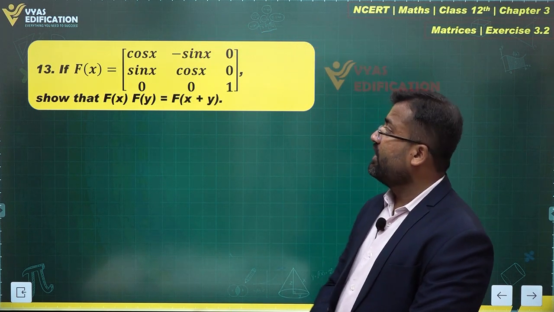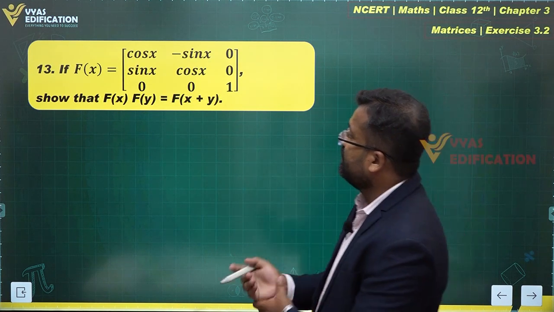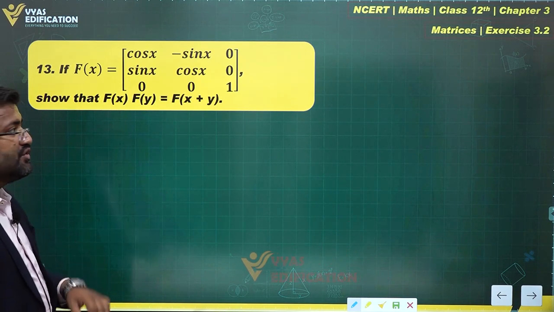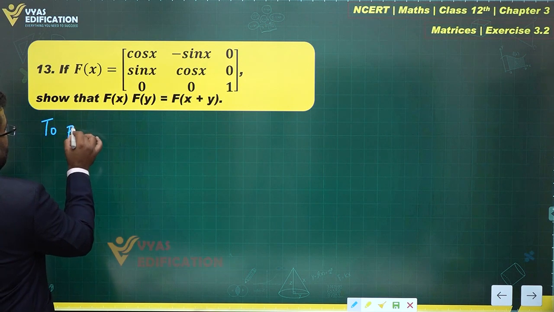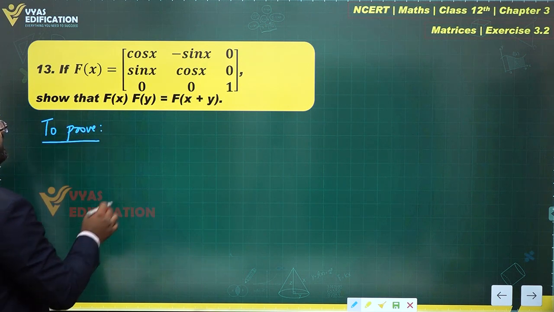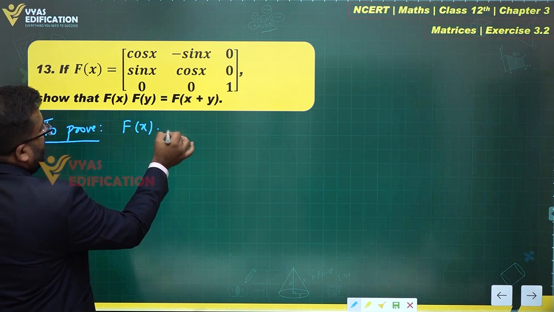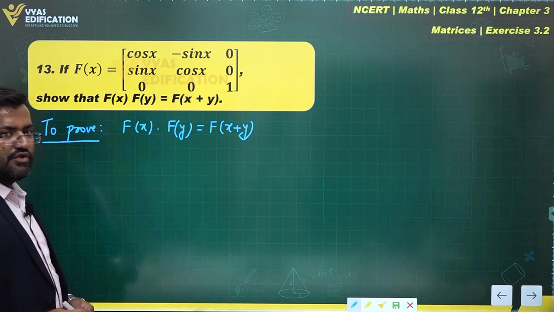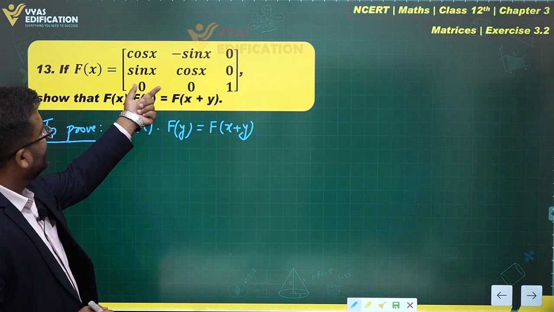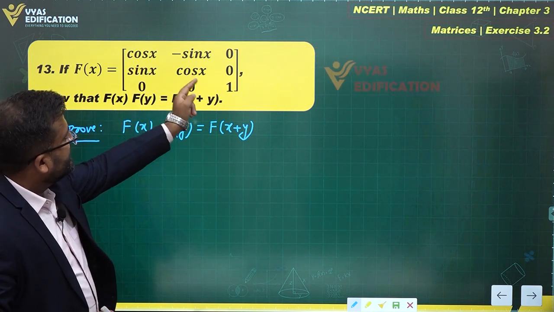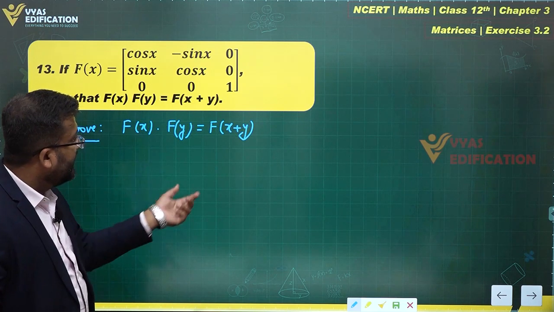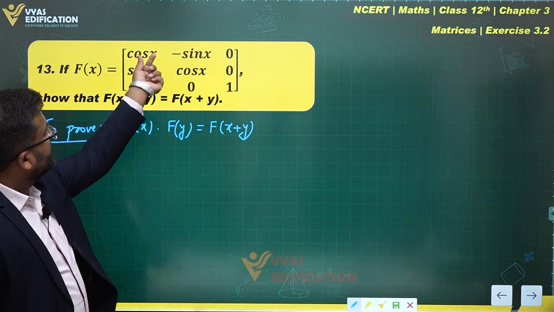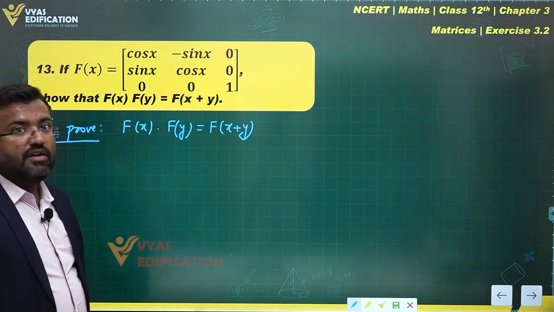Let's approach the question. Capital F(x) is equal to this. In this equation, what are we supposed to prove over here? We are supposed to prove that f(x) times f(y) is equal to f of (x plus y). Now f of x is simply this. F of y would be, actually, you have to replace these x with y. Then you have to multiply and see whether it is equal to f of (x plus y), which is this with x being replaced by x plus y everywhere.